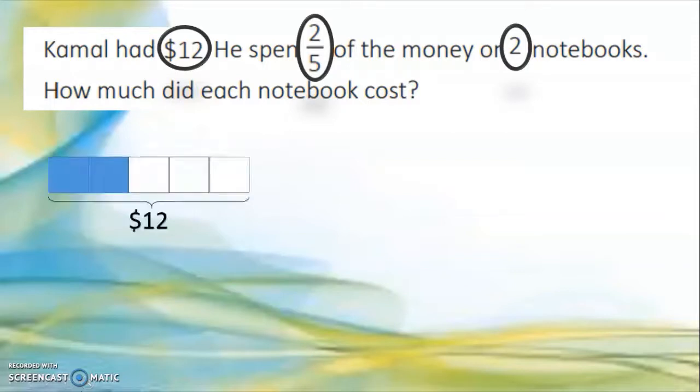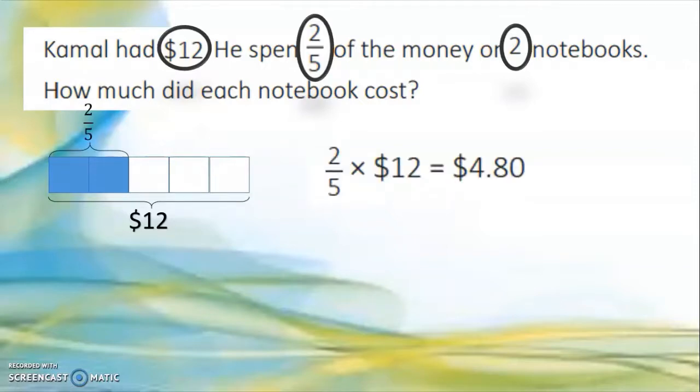So we're going to draw the model. We know that the money is $12 and 2/5. We have 2 shaded and 5 portions of the diagram. So this is 2/5. 2/5 of 12, that is $4.80. So the cost of 2 notebooks is $4.80.